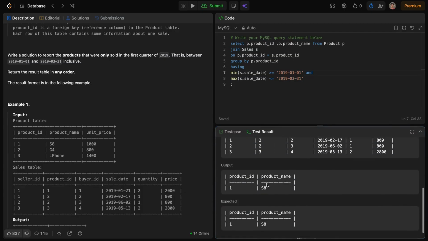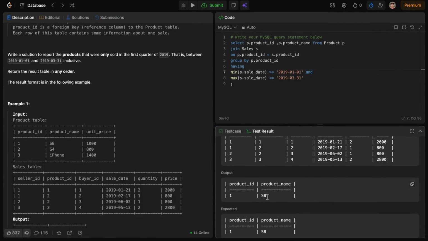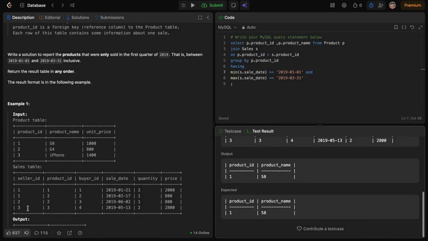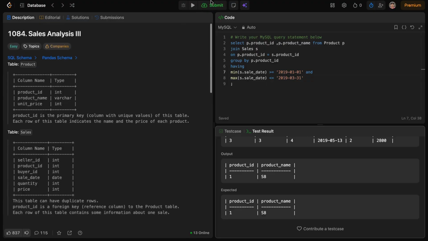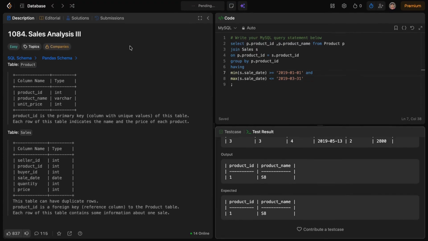So perfect. Now see, it returns only one row, because it's the single product, product ID 1 and product name S8. Only this product was sold in the first quarter of 2019. So now submitting this question.